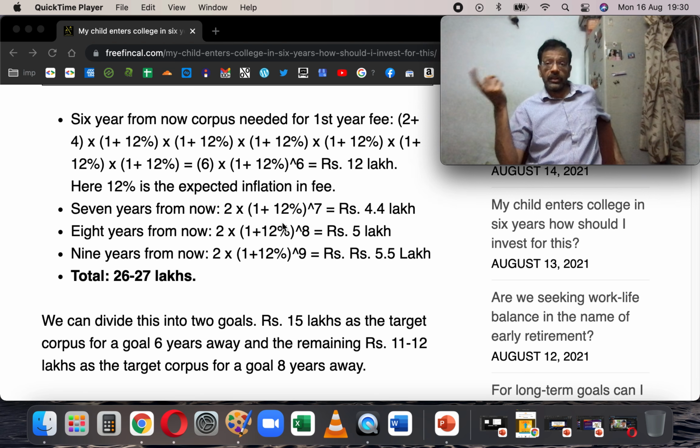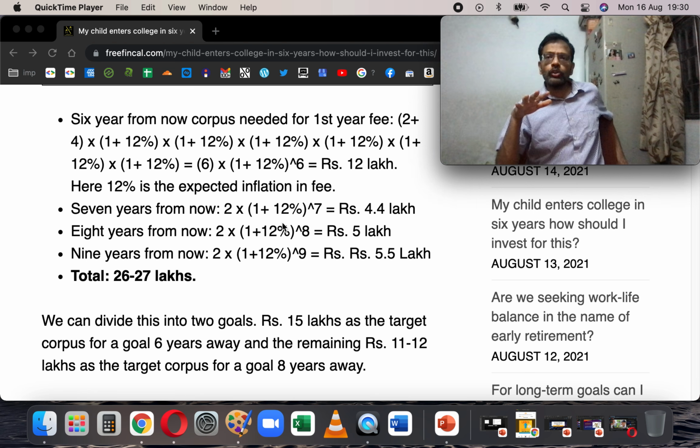After 8 years, for the third year fee, the 2 lakhs today will become about 5 lakhs. And after 9 years, the 2 lakhs today will become about 5.5 lakhs. So if you add them all together, you get about 26 to 27 lakhs that's required for the child to enter college.